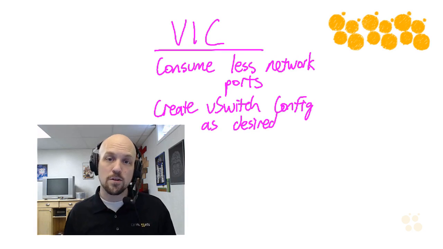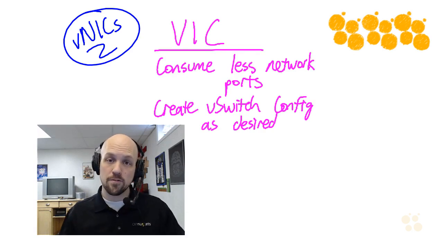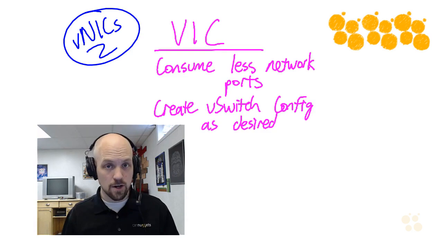We do that by leveraging virtual NICs within UCS Manager. We're going to configure those on every single server and decide how many we want and deploy that down so the hypervisor can have the configuration that we want it to have.